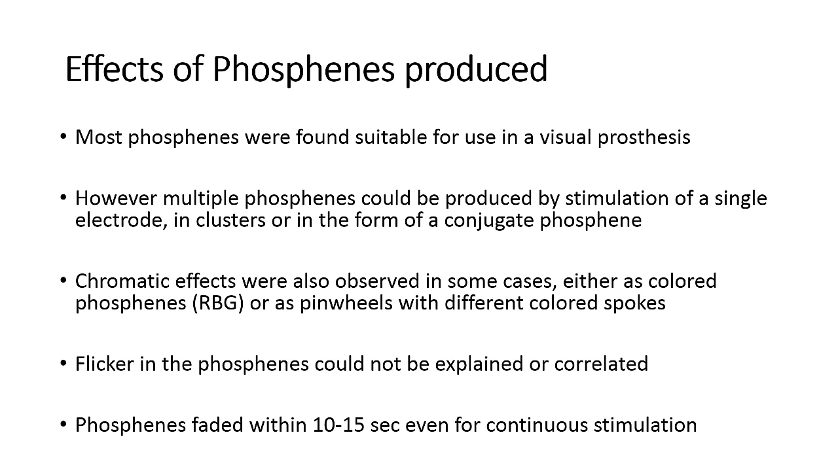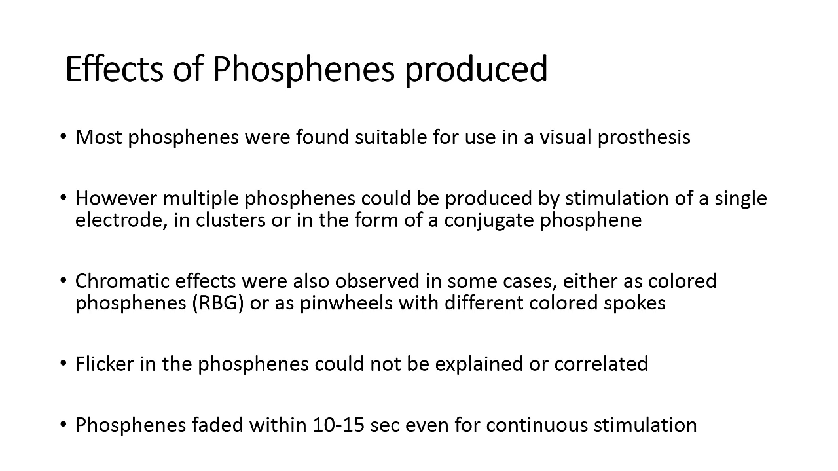Effects of the phosphene produced. Most phosphenes are found suitable for use in the visual prosthesis. However, in certain cases, multiple phosphenes could be produced by stimulation of a single phosphene. These could manifest either as a cloud of phosphenes or in certain cases as a conjugate phosphene. Conjugate phosphene implied that when the electrode was stimulated at a low threshold, a certain phosphene would be produced, and then at a higher threshold a phosphene would be produced in the opposite part of the visual field.